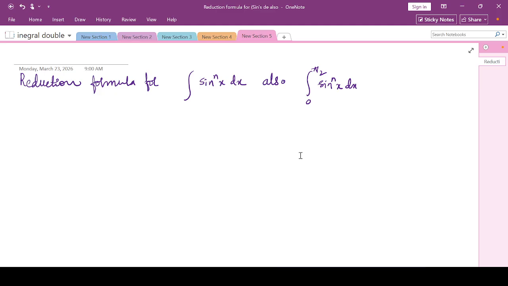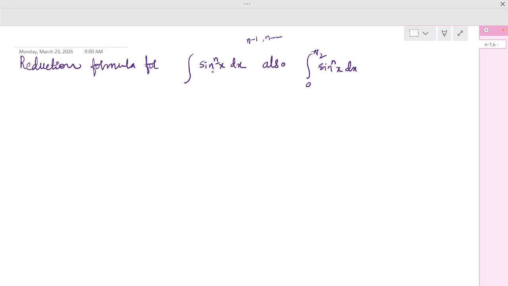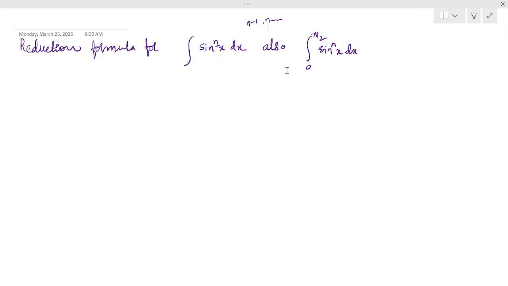Basically, a reduction formula is a recurrence relation which reduces the integral of degree n in terms of n minus 1, n minus 2 and so on, which reduces the higher degree in terms of lower degree. The successive application of a recurrence relation finally ends up with a function of degree 0 or degree 1, so that we can easily complete the integration process.